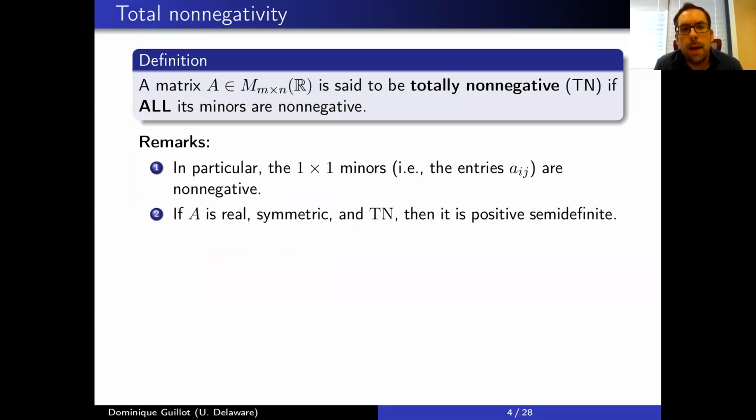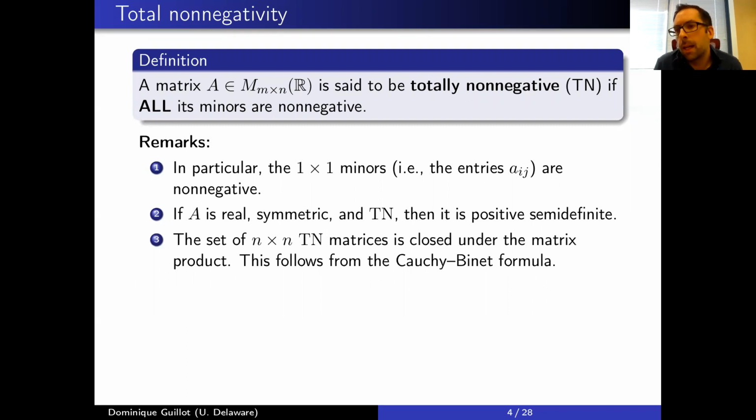First of all, if we have an m by n matrix with real entries, we say it's totally non-negative, or Tn, if all its minors are non-negative. Really, all the minors of all different sizes anywhere in the matrix. In particular, the 1 by 1 minors, namely the entries, have to be non-negative, but also all the 2 by 2 minors anywhere, the 3 by 3 minors, and so on and so forth. So it's a very constraining property, if you want. In particular, if you have a matrix that is real symmetric and totally non-negative, then certainly it's positive semi-definite, right? Because the principal minors will be non-negative among all the other ones.